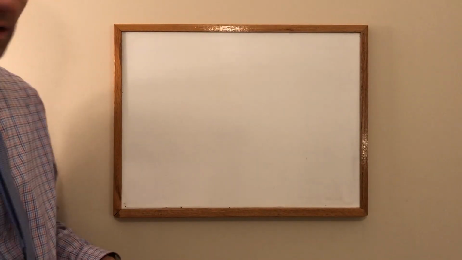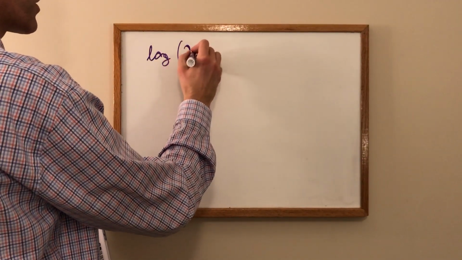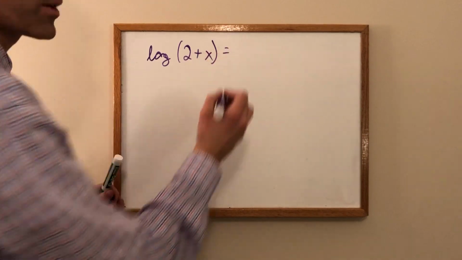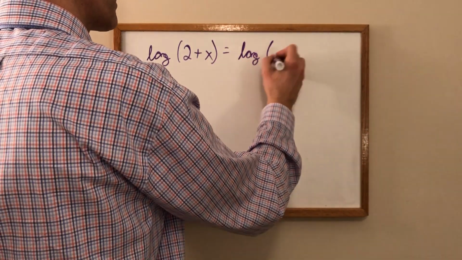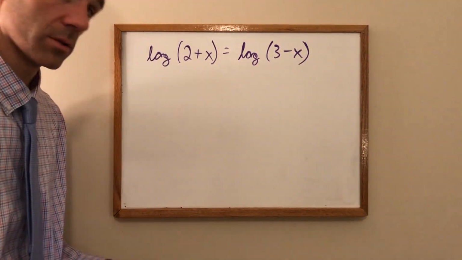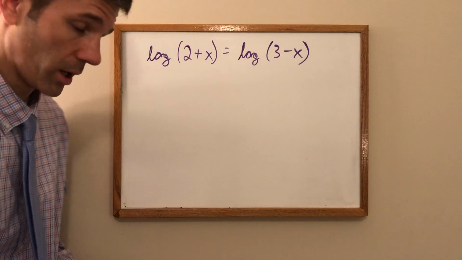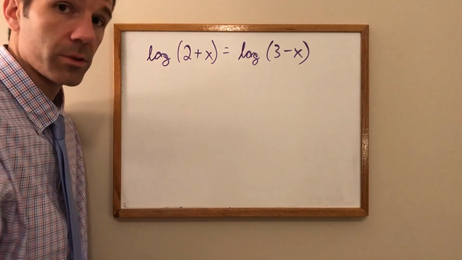And we'll do this. Log of 2 plus x equals log of 3 minus x. This one's much easier than you think. You might look at that and say, well, log plus a log is multiply, and log minus a log is divide. And I hear you, but these are equal to each other.